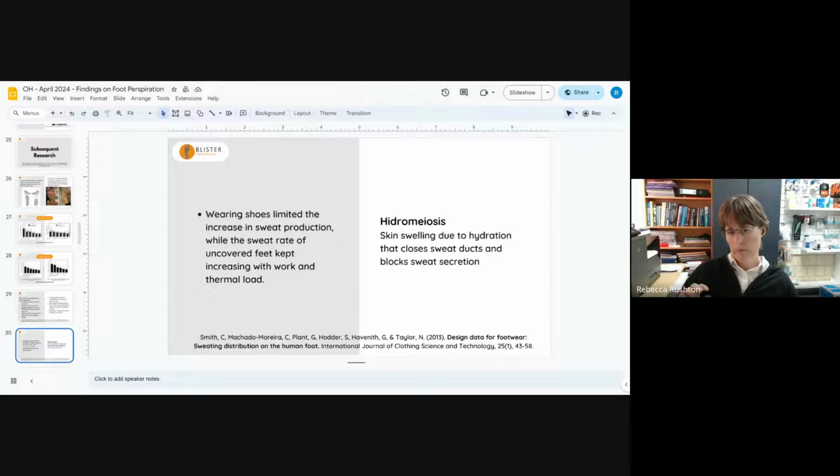And the people in the shoes, they would sweat more with work and thermal load, and then it would level off. And if you kept increasing the thermal load and the workload, it was still leveled off. And this is what they call hydromeiosis. It is essentially the skin swells due to the excessive hydration, and that closes off the sweat ducts and blocks sweat secretion.